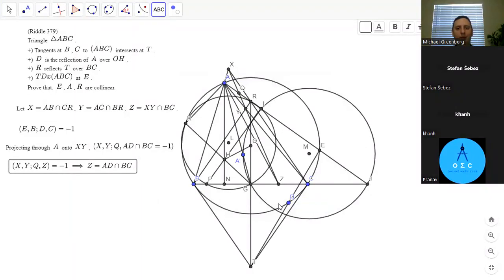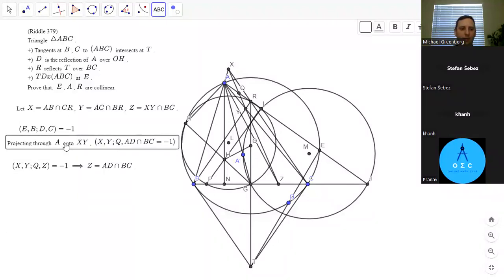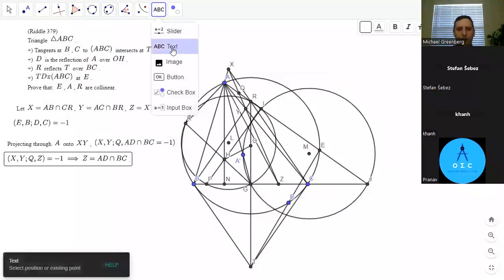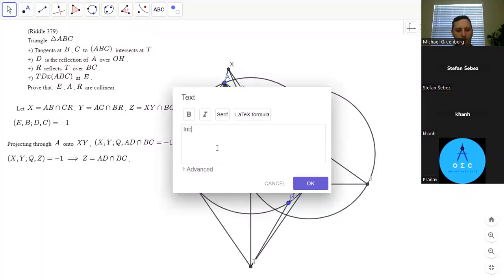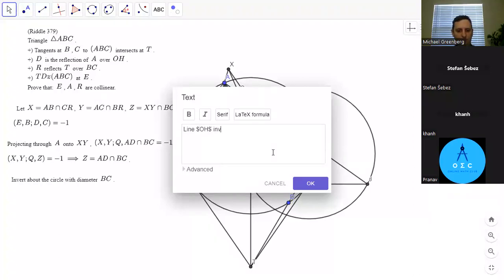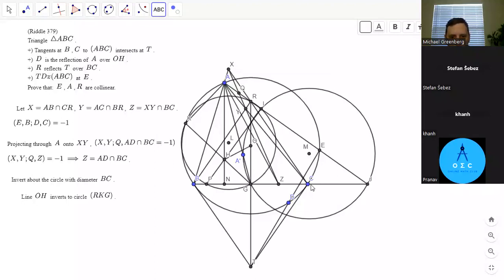Okay. So now we just have to show that AZ is perpendicular to OH, and that's where we do the inversion. Okay, so invert about the circle with diameter BC. So line OH goes to the circle RKG. And line AZ inverts to the circle A prime GJ.